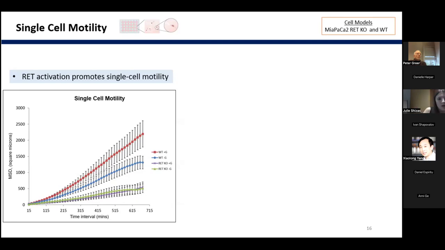and then we created a sort of video and tracked the cell movement over the 12 hours. This line up here depicts the wild type cells, which endogenously express RET, in the presence of RET's ligand GDNF. Below we have less movement with the wild types in the absence of RET activation. And then finally down here with the RET knockouts, so no expression of RET plus and minus GDNF, we have the least amount of movement.